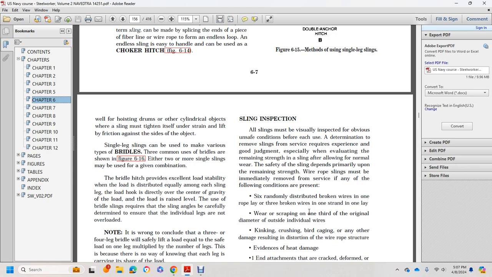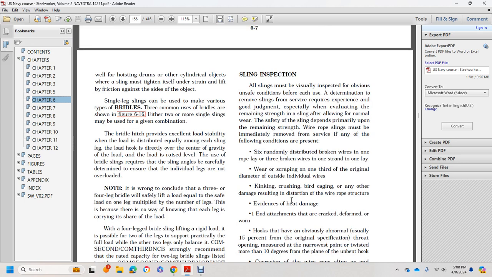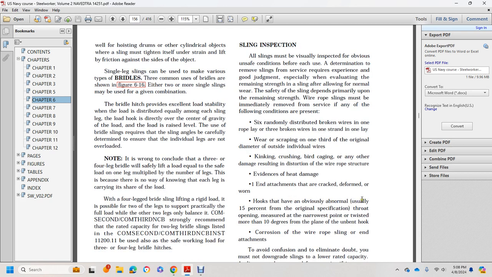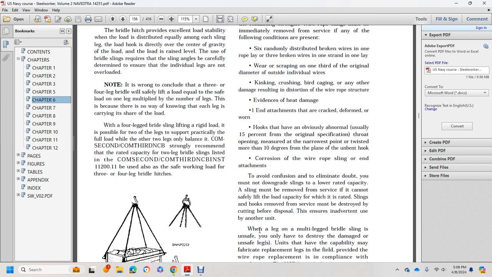Wear or scraping of one-third of the original diameter of outside individual wires, kinking, crushing, birdcaging, or any other damage resulting in distortion of the wire rope. Evidence of heat damage. End attachments that are cracked, deformed, or worn. Hooks that have obviously abnormal wear, or an opening increased by 15% of the original specification, measured at the narrowest point, or a twist of more than 10 degrees from the plane of the unbent hook. Corrosion of the wire rope sling or end attachments.